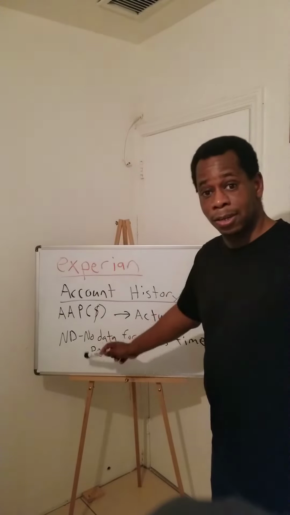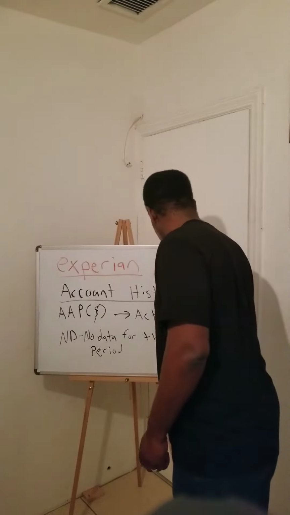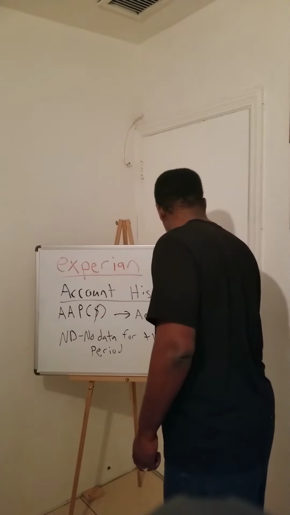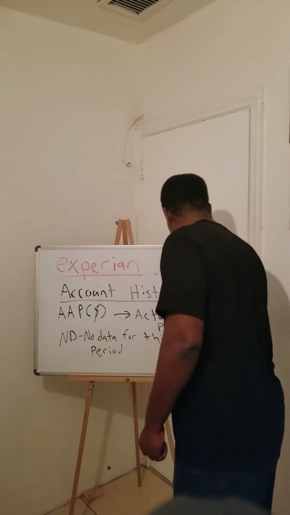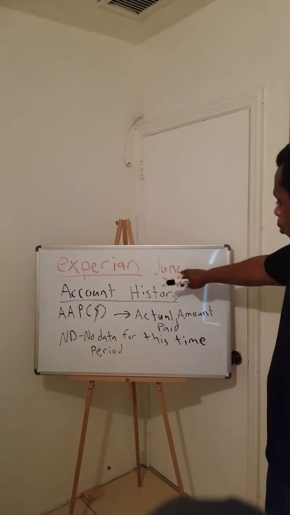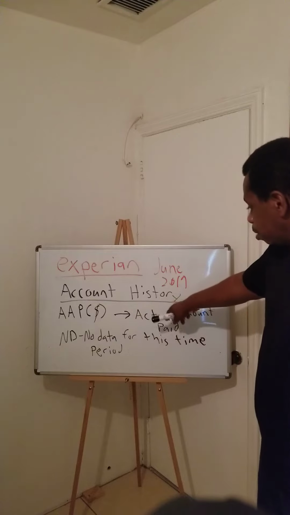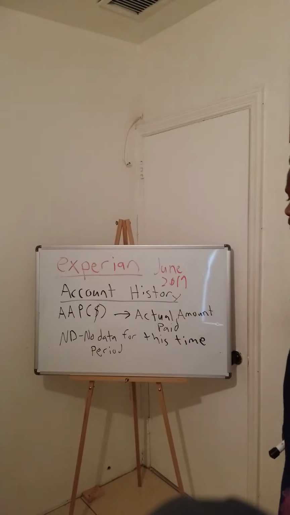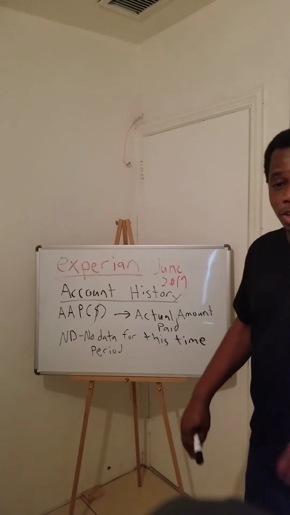It's still no data. So it was like June. So if it's June 2019, you would dispute June 2019 account history, no data, incomplete for actual payment amount. You use that. That's another strategy you can use to get stuff off your credit report.